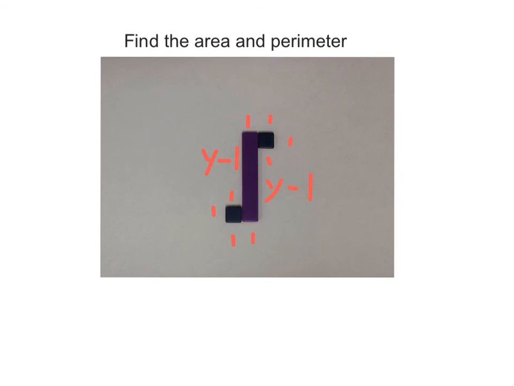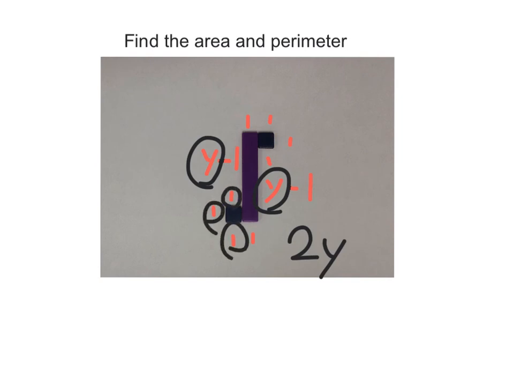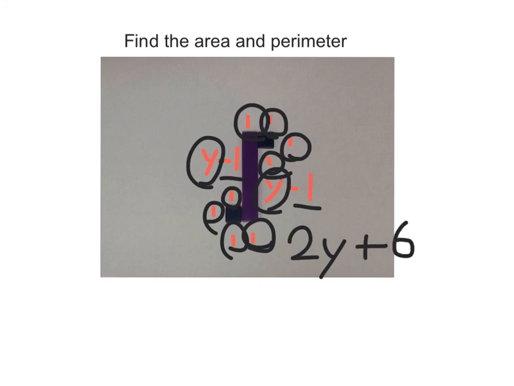Okay, let's add up all the sides. I have a Y and a Y. So that makes 2Y. Now I'll add up all the ones. 1, 2, 3, 4, 5, 6, 7, 8. But there are 2 minus 1s. So 8 minus 1, that would be 6. So the perimeter is going to equal 2y plus 6. How'd you do on that one?